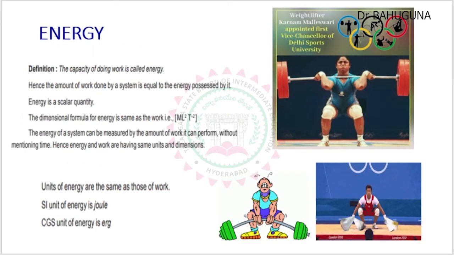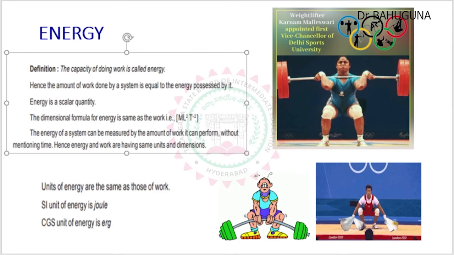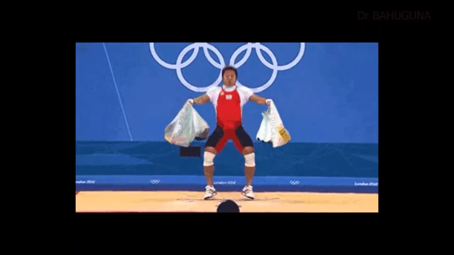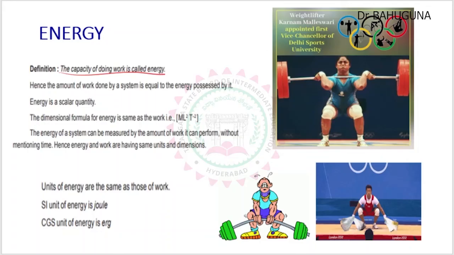Now I'm going to talk about energy. Energy is nothing but the capacity of doing work. Energy means capacity of doing work. You see here, she is lifting these weights, so she has the capacity of lifting. Whereas you see these two examples, this person is not able to lift the weights. He is not having sufficient energy. So energy is less, capacity is less. So the capacity of doing work is called energy.